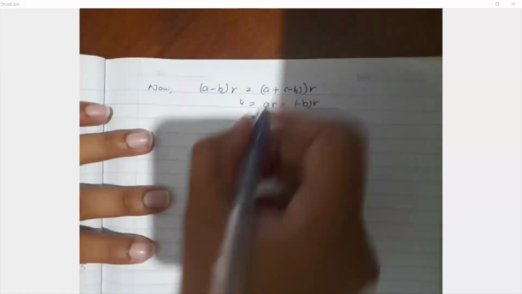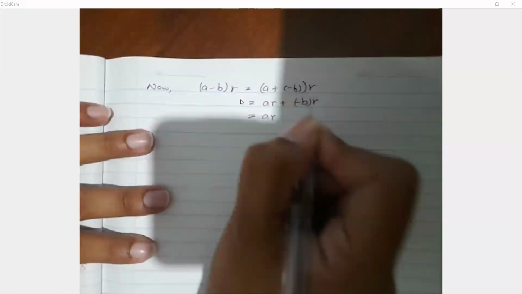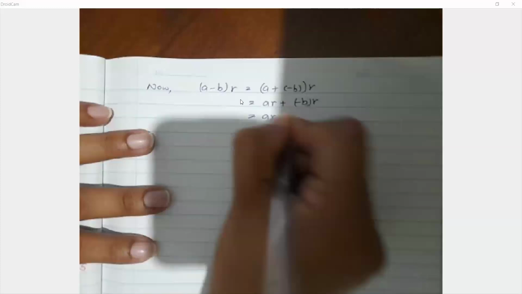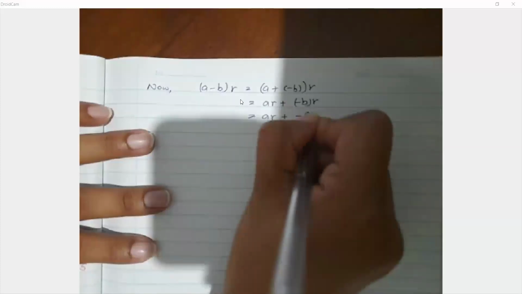Yes, sorry, this one. A times minus B is equal to minus A times B, which is equal to minus or negative AB. That is exactly what we're going to use over here. So this I can write as AR plus minus of BR.